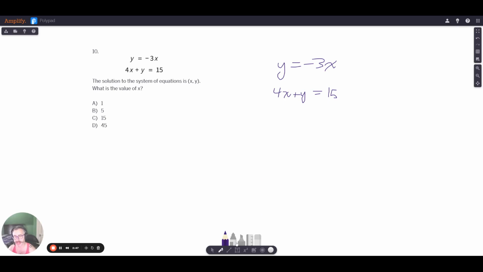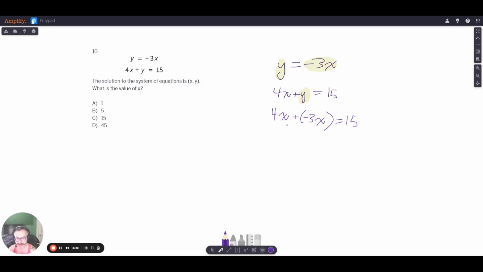Substitution is the idea that we can substitute a variable with what it's worth. So we know that y is equivalent to negative 3x. So we can replace this y, we can substitute it with what it's worth, negative 3x. So I can rewrite the second equation as 4x plus negative 3x is equal to 15. I can go ahead and solve this.